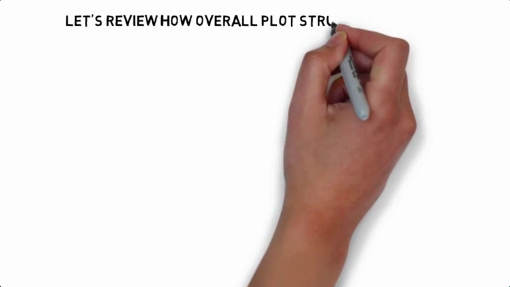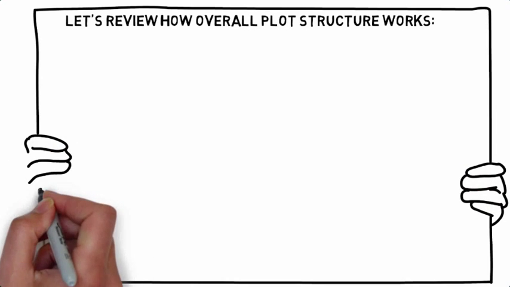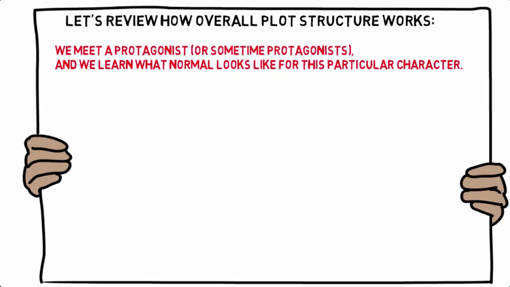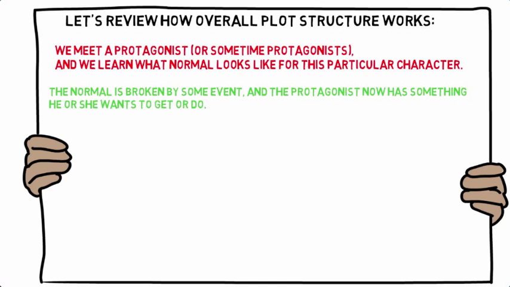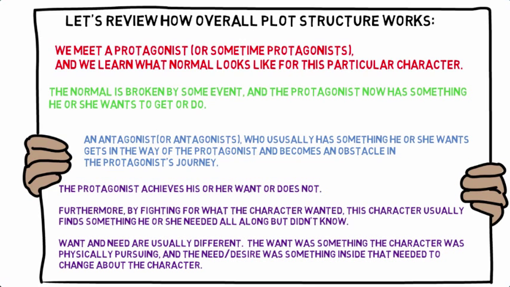Let's review how overall plot structure works. Okay, here we go. Step number 1. We meet a protagonist, or sometimes protagonists, and we learn what normal looks like for this particular character. The normal is broken by some event, and the protagonist now has something he or she wants to get or do. An antagonist, or antagonists, who usually has something he or she wants, gets in the way of the protagonist and becomes an obstacle in the protagonist's journey.